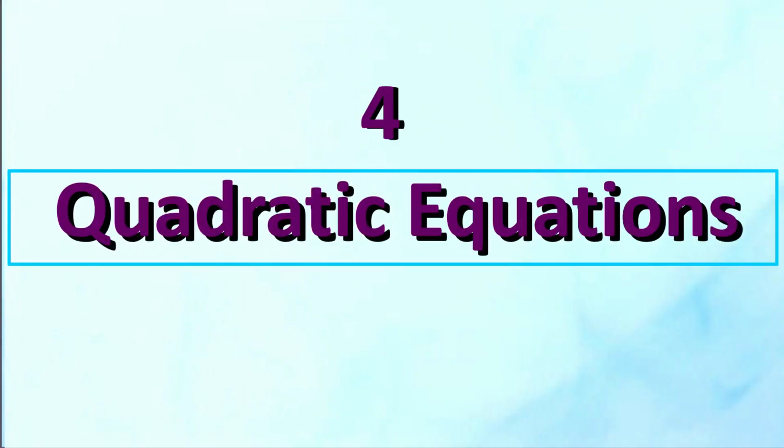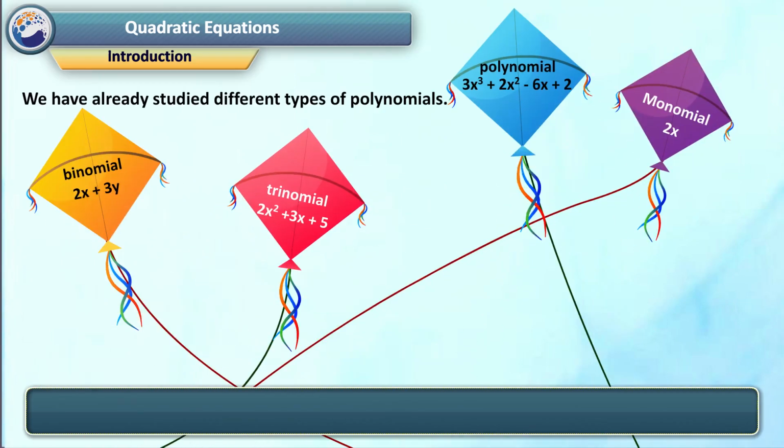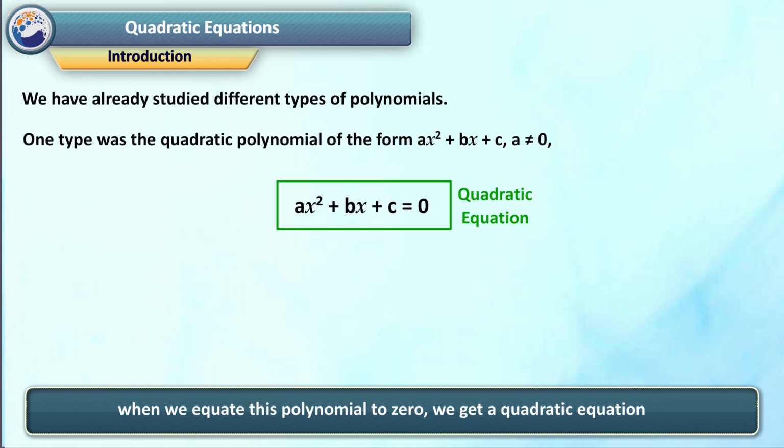Quadratic equations. We have already studied different types of polynomials. One type was the quadratic polynomial of the form ax squared plus bx plus c, where a is not equal to 0. When we equate this polynomial to 0, we get a quadratic equation.